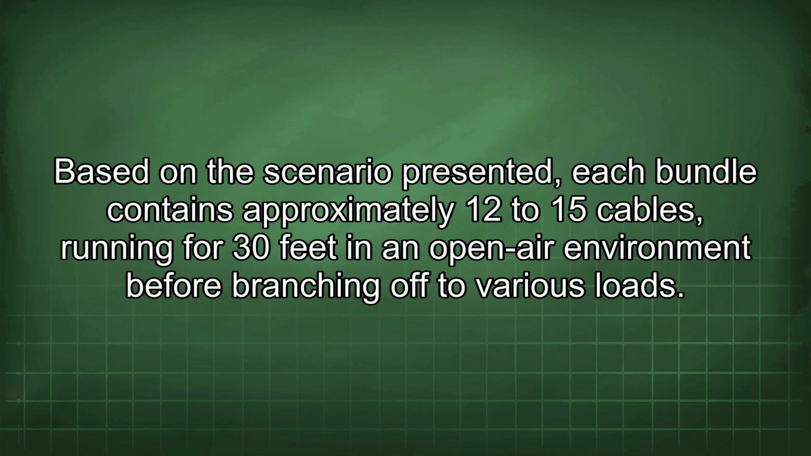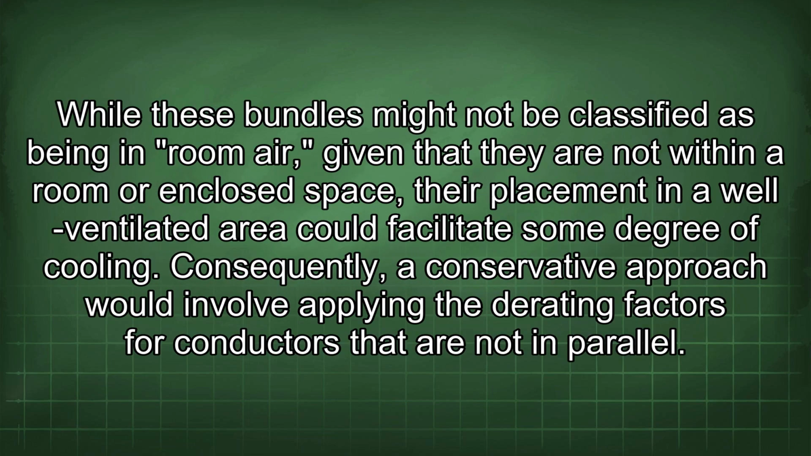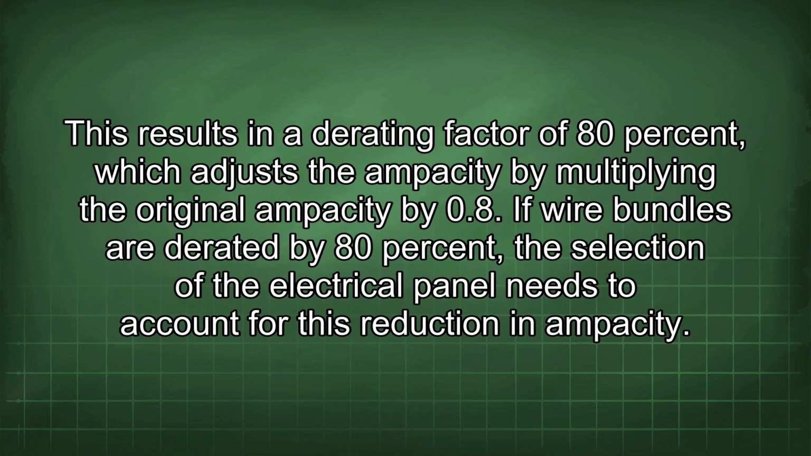Based on the scenario presented, each bundle contains approximately 12 to 15 cables running for 30 feet in an open-air environment before branching off to various loads. While these bundles might not be classified as being in room air, given that they are not within a room or enclosed space, their placement in a well-ventilated area could facilitate some degree of cooling. Consequently, a conservative approach would involve applying the derating factors for conductors that are not in parallel. This results in a derating factor of 80%, which adjusts the ampacity by multiplying the original ampacity by 0.8.